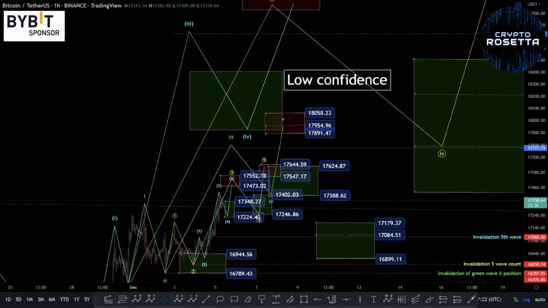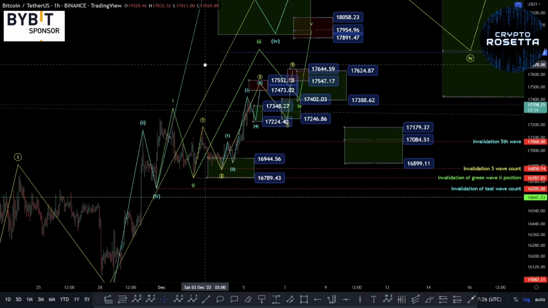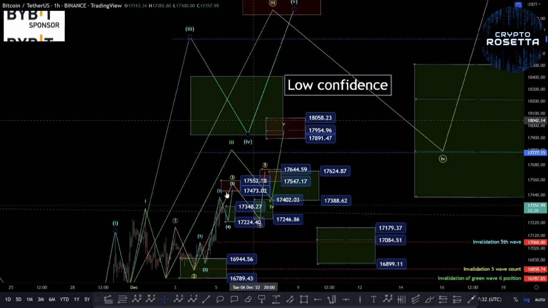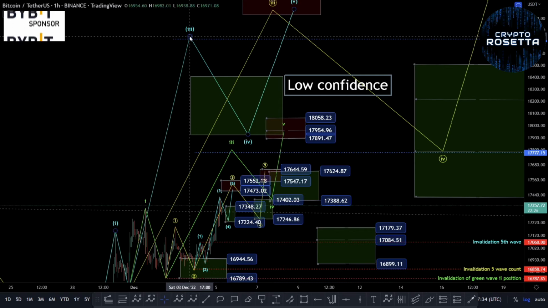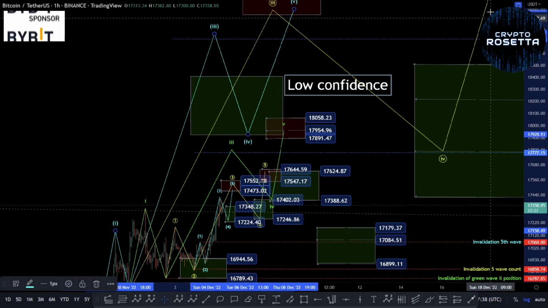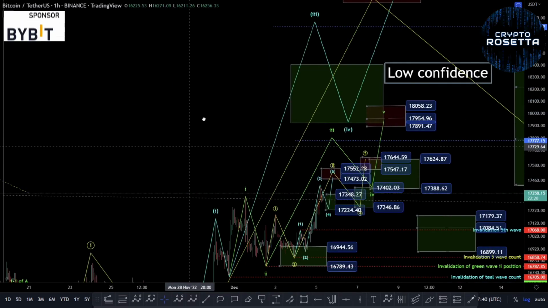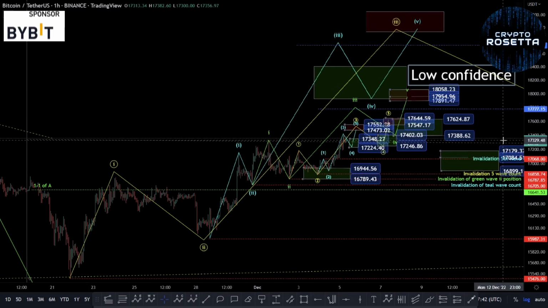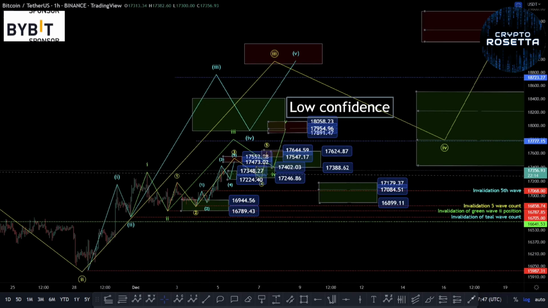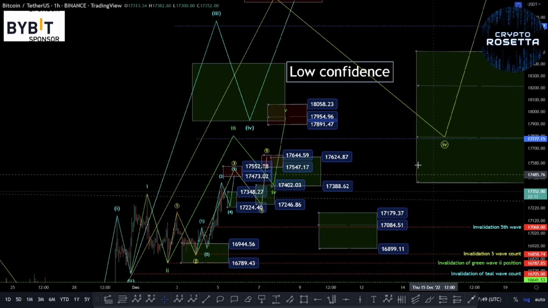Confirmation of this move would be a bigger move past this 18,723 area. If we move up past that 18,723, effectively what we would then have is this would all be a third wave here, and then we'd look for a fourth and a fifth, and then an additional fourth and a fifth here, because at that point we would have crossed the ideal impulse area for this wave 1 and 2. So like I said, this is low confidence.